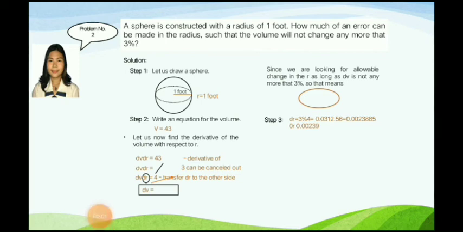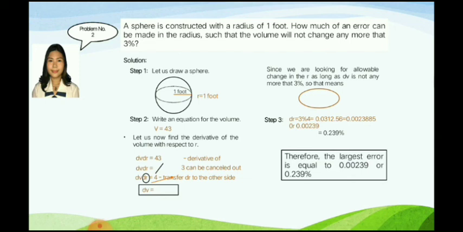So therefore, dr is equal to 0.239%. So the change in r could not be any more than 0.239%. Therefore, the largest error is equal to 0.00239 feet, or 0.239%. And if you keep the error in r below that, your error in the volume will not be any more than 3%.